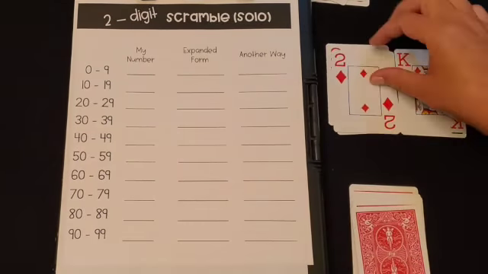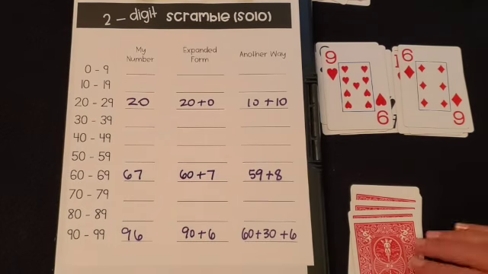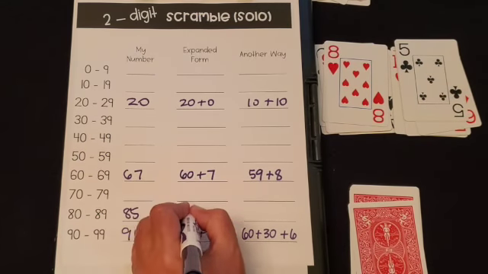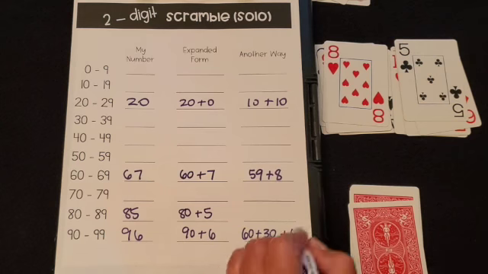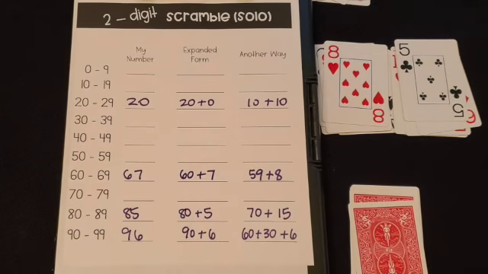But it's just something to work on, you know, creating numbers, expanding them, and then coming up with another way to express those two-digit numbers. The only time it would be necessary to scramble is if you already had a number in that spot. But that's two-digit scramble solo.